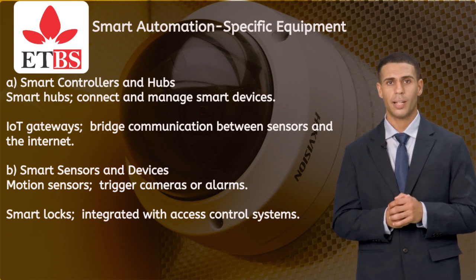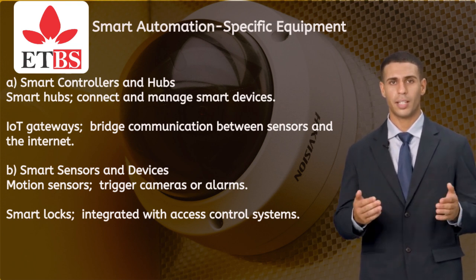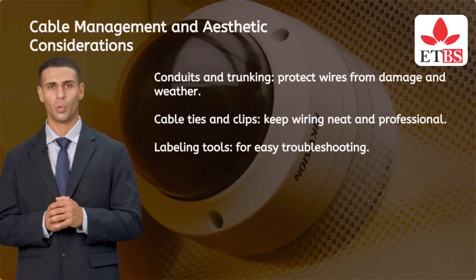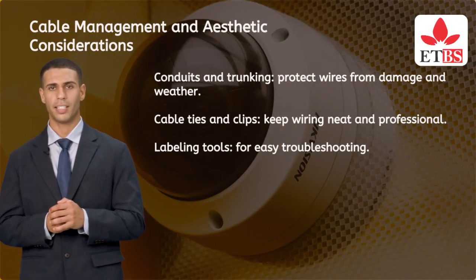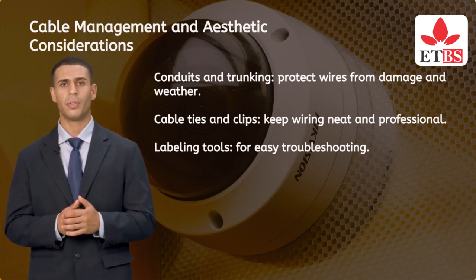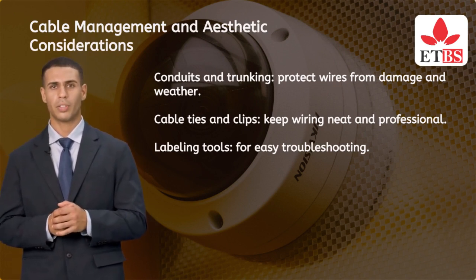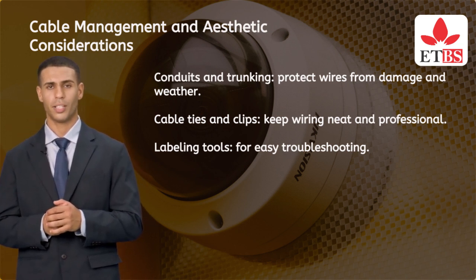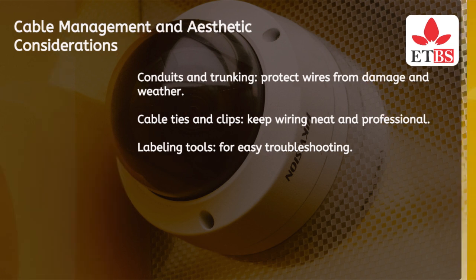C. Power and backup systems. Solar panels provide off-grid energy for cameras, inverters and batteries for uninterrupted power supply. 4. Cable management and aesthetic considerations. Conduits and trunking protect wires from damage and weather. Cable ties and clips keep wiring neat and professional. Labeling tools for easy troubleshooting.